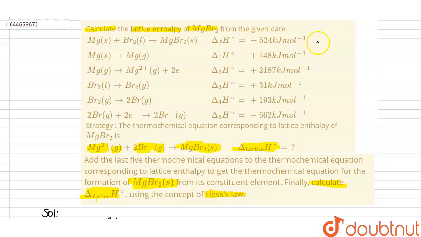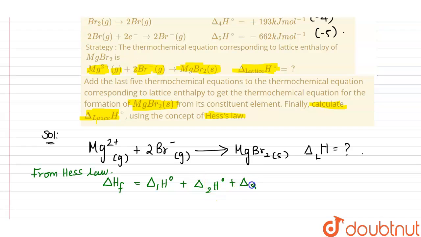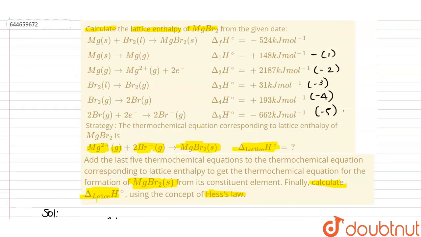The delta H formation can be obtained by summing equations 1, 2, 3, 4 and the fifth equation. By summing all these equations, we can find the delta H formation, and by applying it in the formation equation, we can easily find the lattice enthalpy. From Hess law, there can be several steps but the change of enthalpy is the same. So delta H formation equals del 1H0 plus del 2H0 plus del 3H0 plus del 4H0 plus del 5H0, the summation of equations 1 to 5.